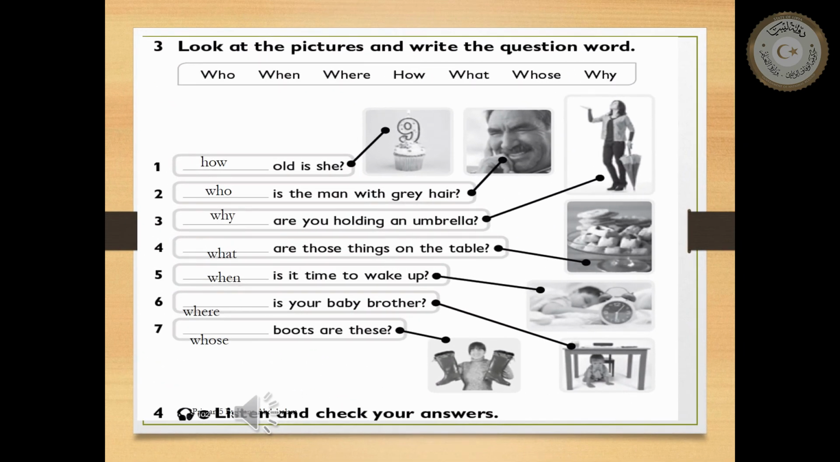Listen and check your answers. 1. How old is she? 2. Who is the man with the grey hair? 3. Why are you holding an umbrella? 4. What are those things on the table?